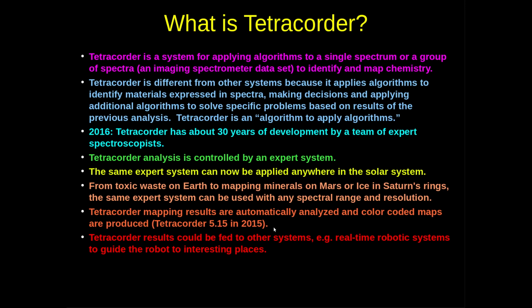Tetracorder mapping results are automatically analyzed and color-coded as of Tetracorder 5.15 in 2015, and those post Tetracorder mapping results and color coding has been refined since then. Tetracorder results can be fed to other systems. For example, we have been feeding Tetracorder results to the Carnegie Mellon Zoe rover. So it analyzes the Tetracorder results real time to make decisions on where it's going to drive to next.